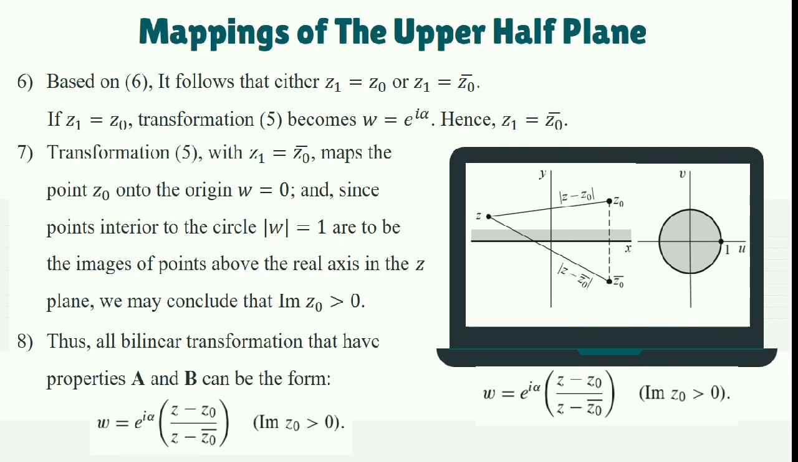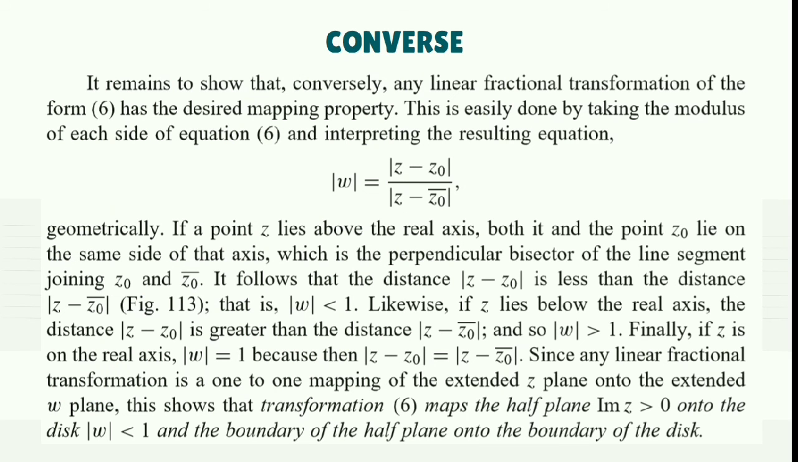Thus, all bilinear transformations that have properties A and B can be of the form w equals e to the i alpha times z minus z0 over z minus the conjugate of z0, that have the requirement that the imaginary part of z0 is positive. It remains to show that, conversely, any linear fractional transformation of the form 6 has the desired mapping property.